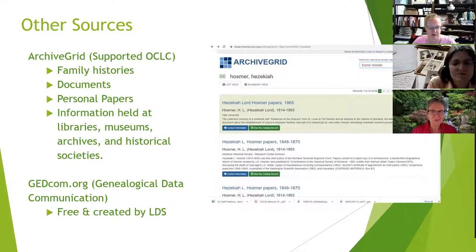So ArchiveGrid is a database that's supported by OCLC, which is a big library acronym. We love our acronyms. You can search more than 5 million collections or records that are descriptions of different archives. So you might be lucky and put in Hezekiah Hosmer. He's my great-great-grandfather. Of course. Hezekiah Hosmer. HGH, we'll call him. And find that his papers are in different collections.